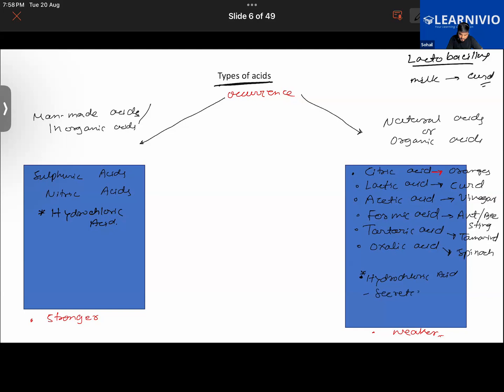Secreted by the inner lining of the stomach. And you know that this acid is usually very strong. This hydrochloric acid that is secreted by the inner lining of your stomach is usually very strong. It has a pH value around 4 to 5, which is very strong. We'll be learning about pH value in later classes. So those are the two types of acids based on occurrence. If anyone has any questions in this, please let me know.